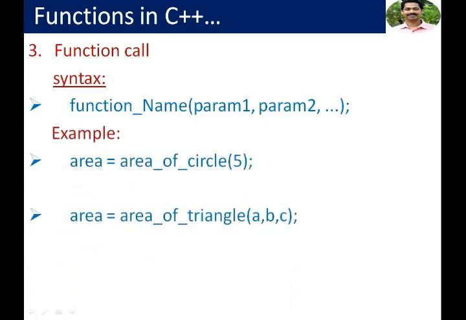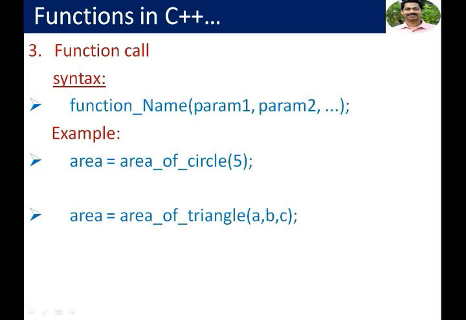Example, area equal to area of circle 5. Here area of circle is the previously defined function name, and within brackets we are giving a 5 which is the actual parameter. That parameter will be passed into the function area of circle, and the calculated area will be returned and substituted at this function call. That value will be stored into the variable area here.